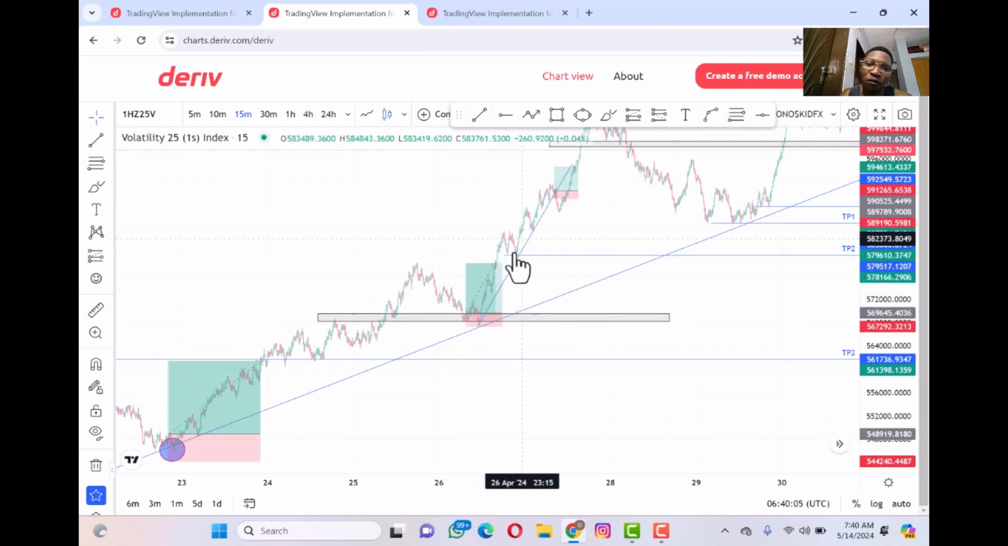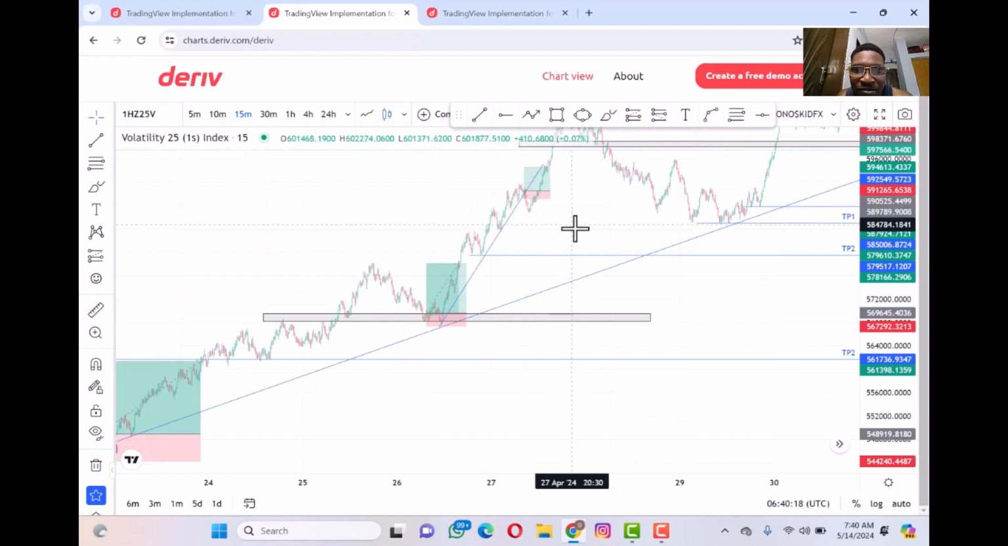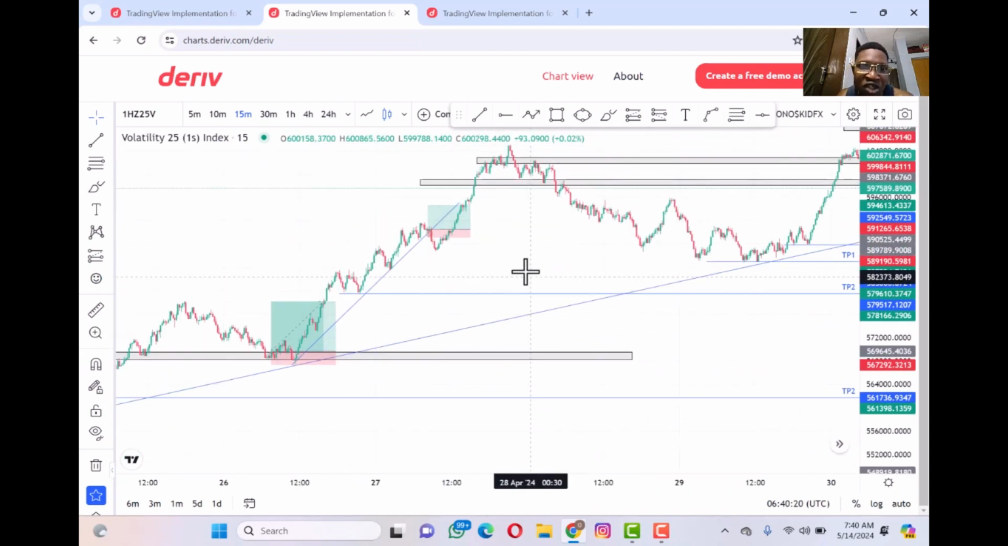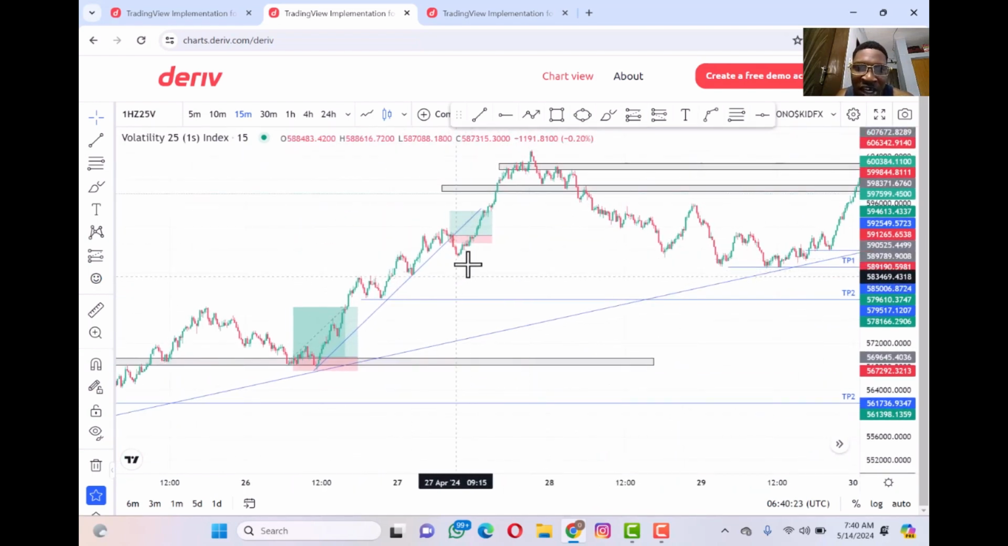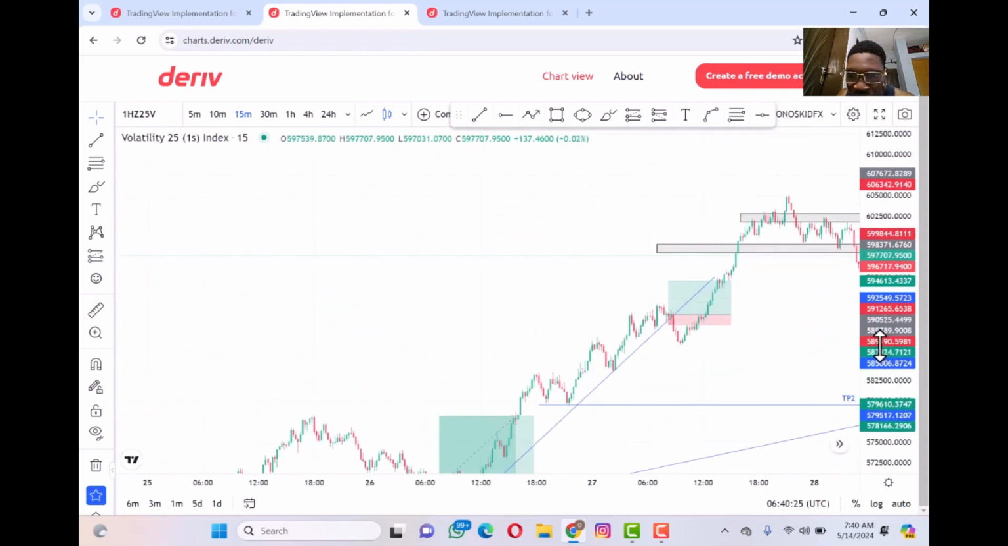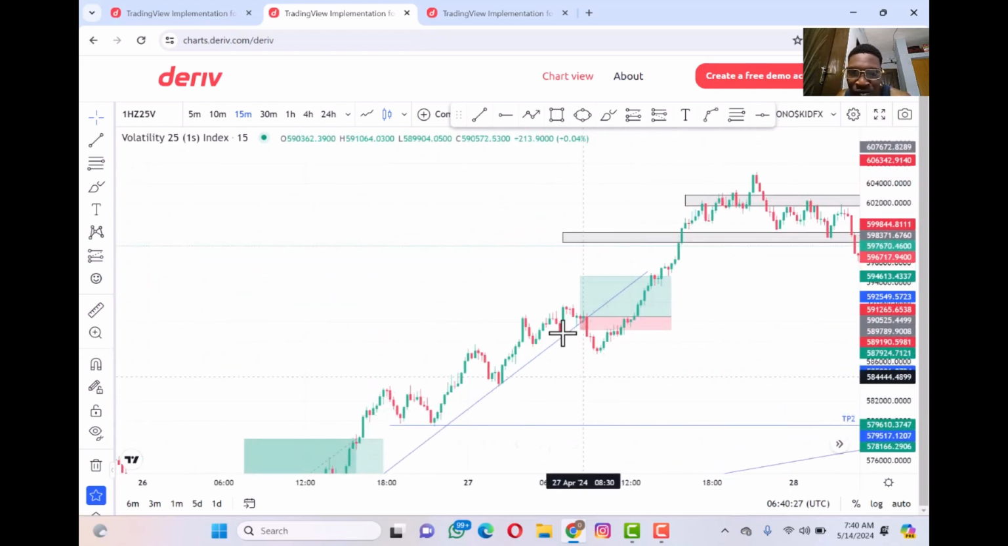So I saw the market creating some structures around here, and I also drew another trend line, which is just a minor trend line. I was hoping that when I got a good entry, I would probably enter around here, which I did, but I took a loss on this. So that is to tell you that most times you may not necessarily win all your trades.